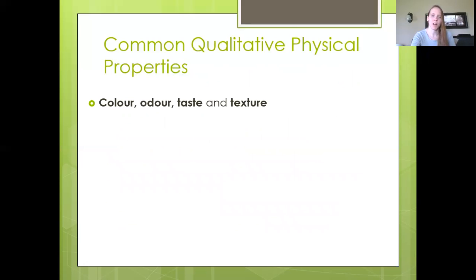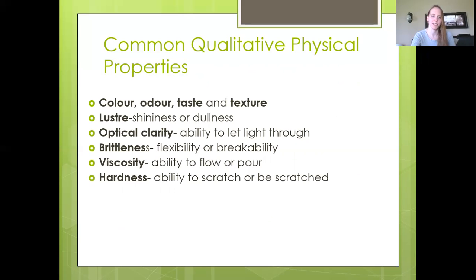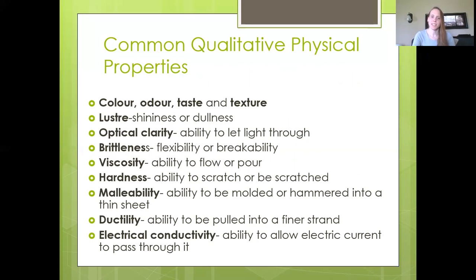So let's look at some common qualitative physical properties first here. So obviously, we've already talked about things like color, odor, which is smell, taste, and texture. Another one is luster, which is the shininess or dullness. So if we say that a substance is really lustrous, we mean it's really shiny. Optical clarity is how well light passes through it. So whether it's transparent or translucent or opaque. Brittleness refers to how flexible or breakable something is. So if it's really brittle, that means it breaks really easily.